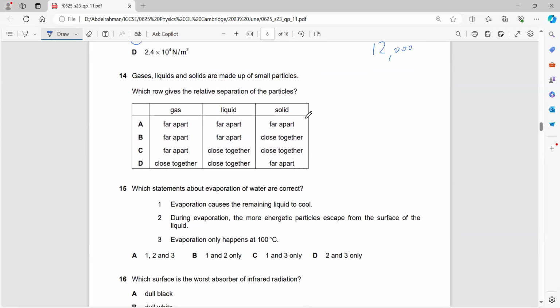Gases, liquids, and solids are made up of small particles. Which row gives the relative separations of the particles? Definitely, the particles are far apart in the gas. In liquids, they are a bit closer, okay? And in solids, they are much closer. So the only right answer would be C.